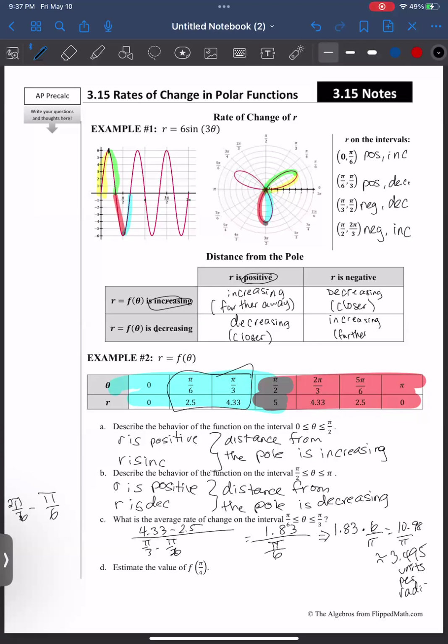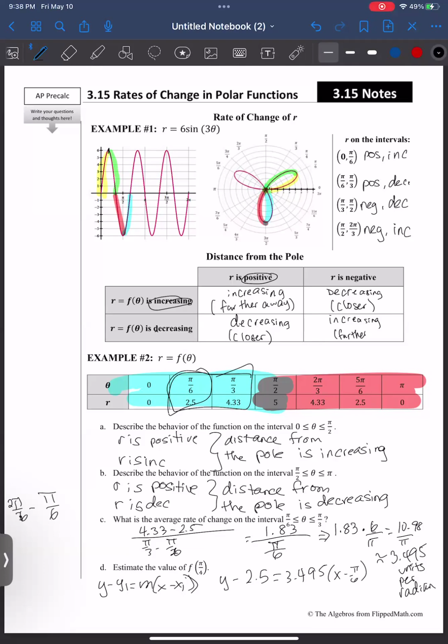Units per radian. Okay, and then it's saying estimate the value at pi over 4. I don't have pi over 4, so what I have to do is use y minus y1 equals m times x minus x1. This is the point-slope formula. If you remember that from geometry a long time ago, everyone should know the point-slope formula. I'm going to pick a point. I'm going to use pi over 6, because I think pi over 6 is close enough to pi over 4. So y minus 2.5 equals my slope, 3.495, times x minus pi over 6.